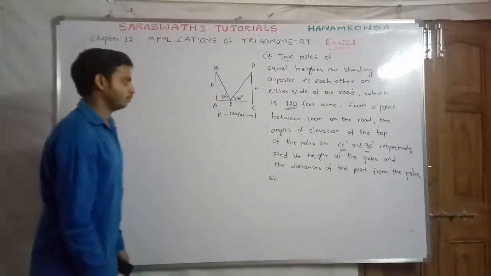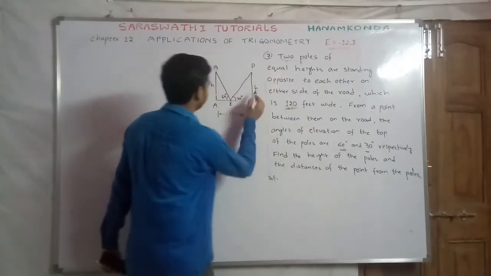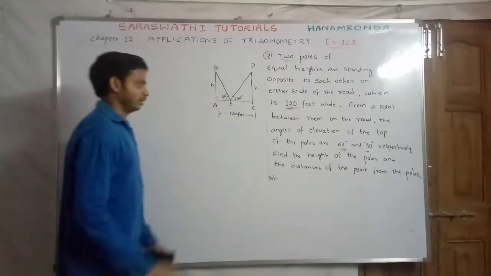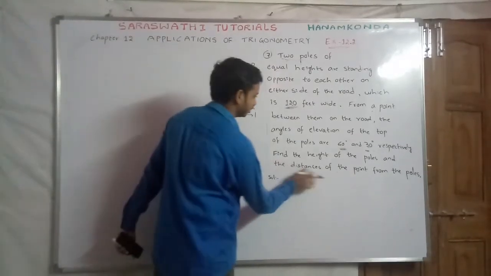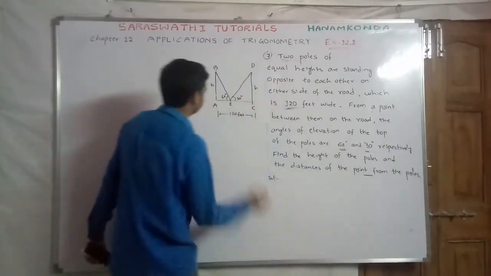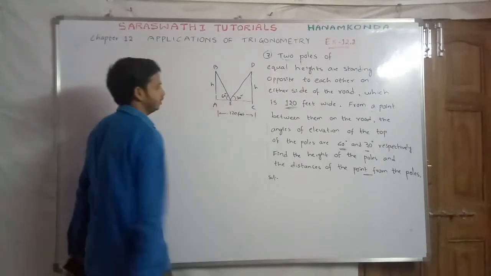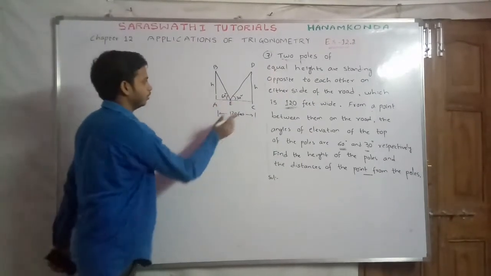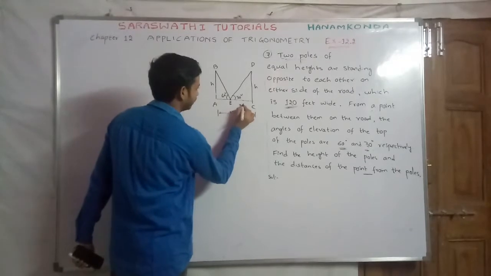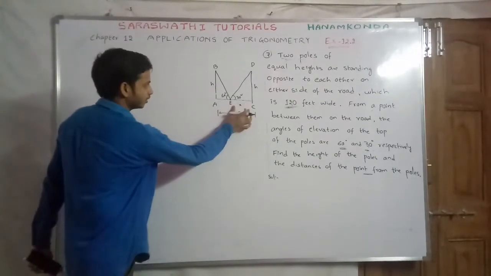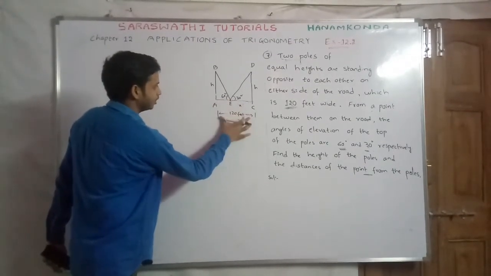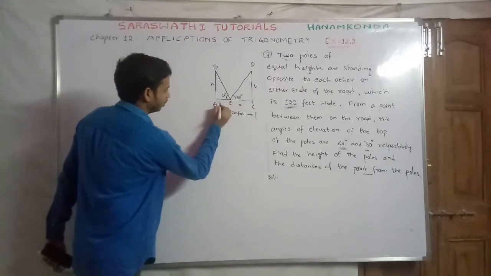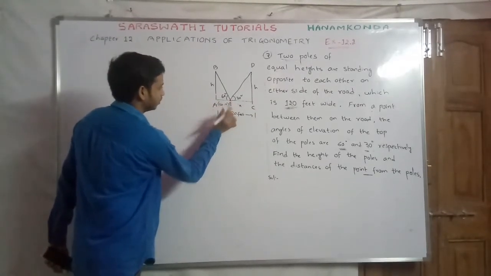So find the height of the poles. We have to find the height of AB and CD and find the distance of the point from the poles. So we have to find the distance of point E from both the poles. So let us suppose CE equal to X. Then AE value becomes AC minus CE. So AE becomes 120 minus X.